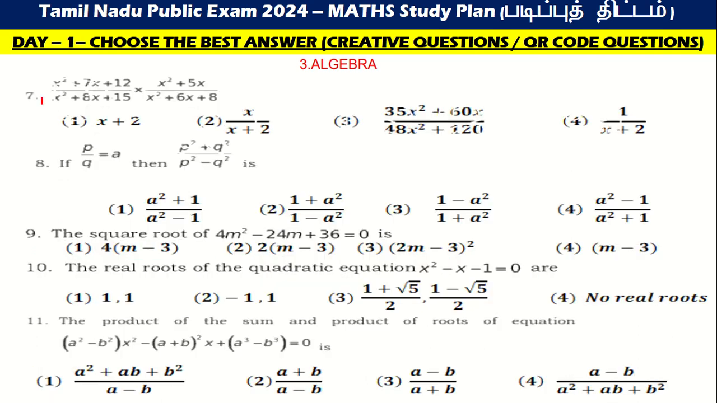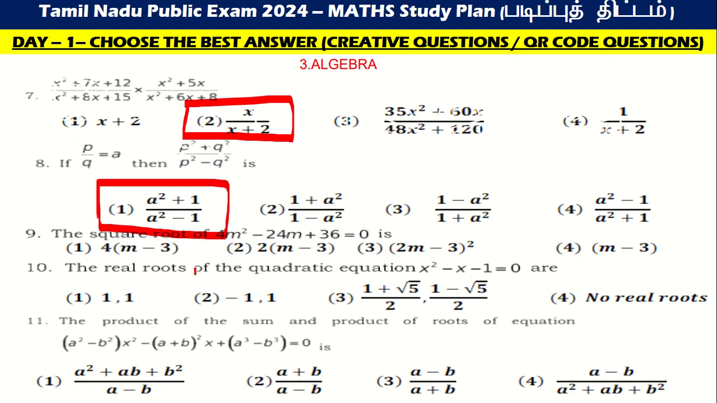Next one, x square plus 7x plus 12 by x square plus 8x plus 15, x square plus 5x by x square plus 6x plus 8. That means x plus x by x plus 2. The eighth one is p by q equal to a and p square plus q square by p square minus q square, which is a square plus 1 by a square minus 1.